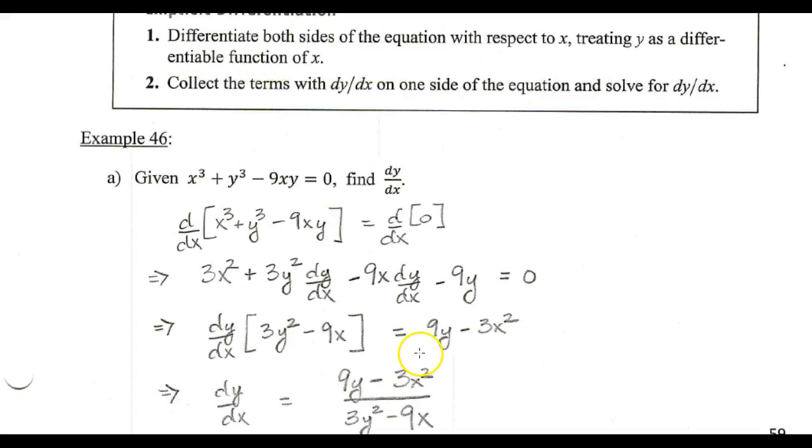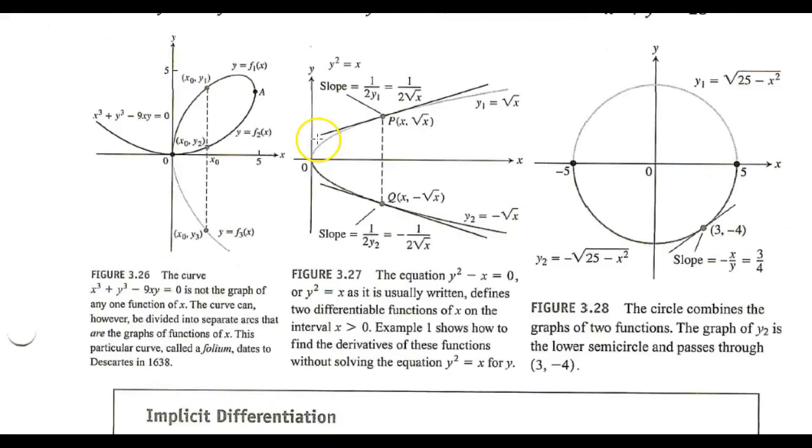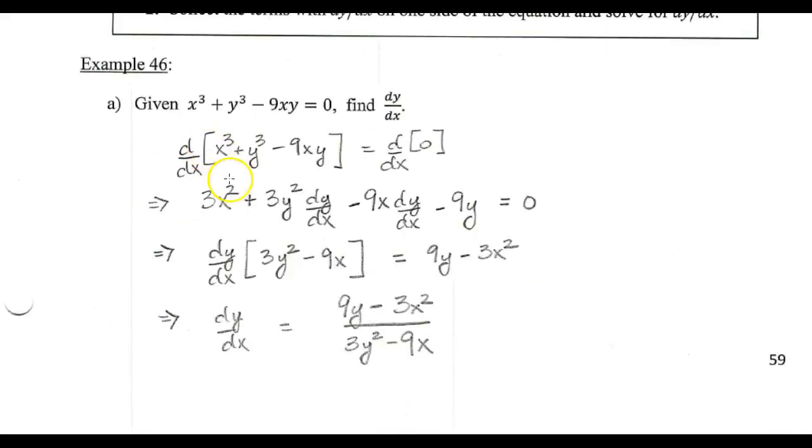Okay, so that was a longer explanation, but now let me go through this example here. That first curve, remember, x cubed plus y cubed minus 9xy equals 0, is this guy. So I'm not going to solve for my three different functions of x like I talked about. I'm just going to leave it in that form and find dy dx. The first step is to differentiate both sides of the equation with respect to x.